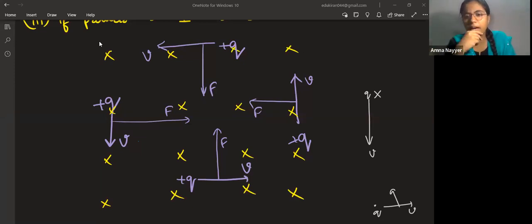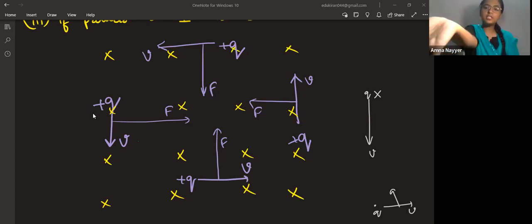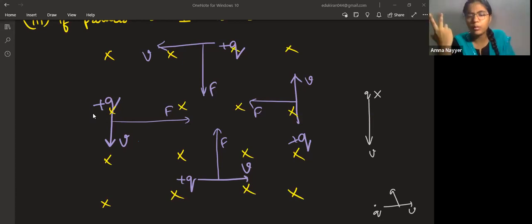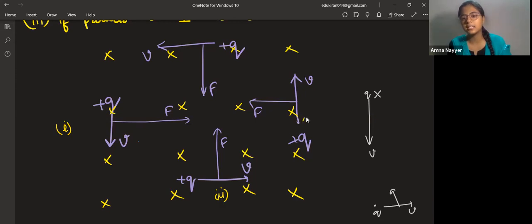So see, we have four cases. Again, we'll have to see where the magnetic field is and where the curvature of the fingers is going, and that will determine the force. Currently the charge is moving downwards, so we'll place our palm such that the fingers are pointing downwards. Then we'll curl it towards the magnetic field. The thumb will give the direction of force, as we have discussed. Let me name these as first, second, third, fourth.